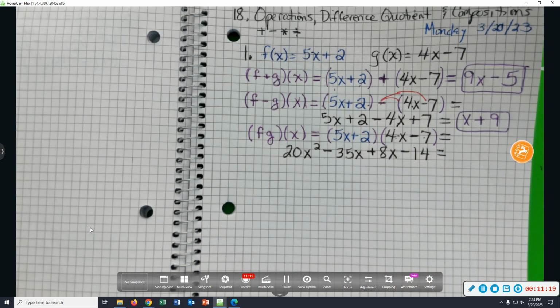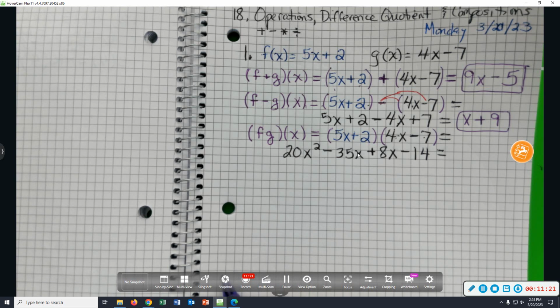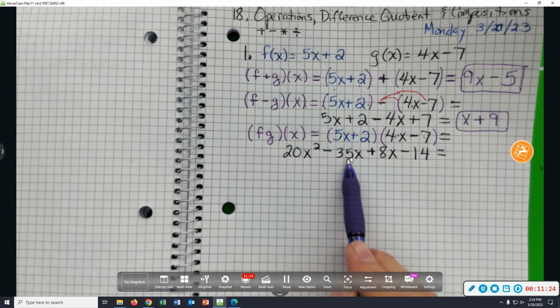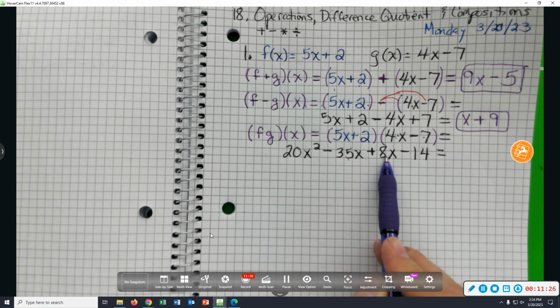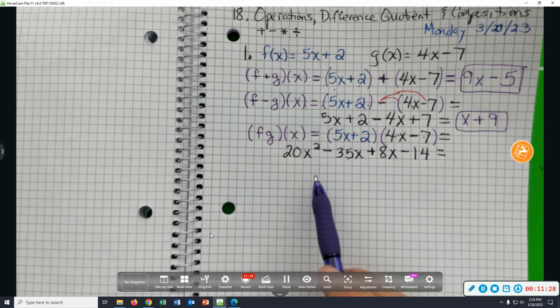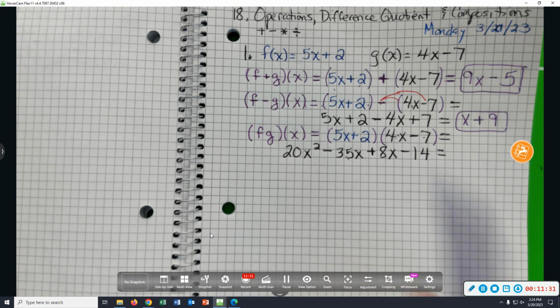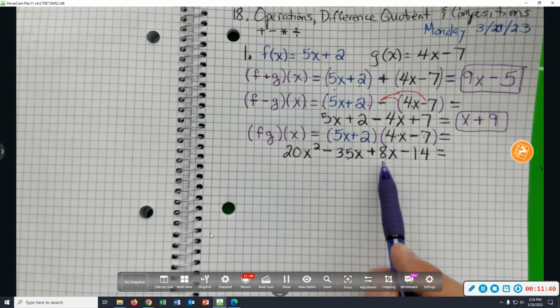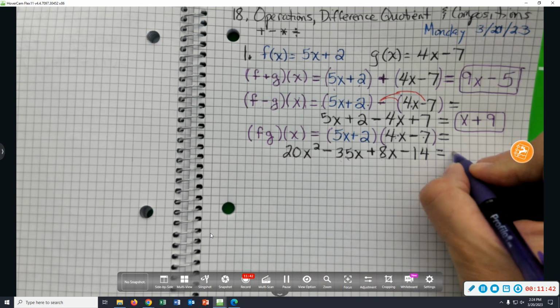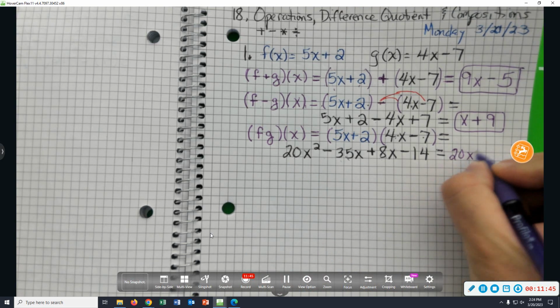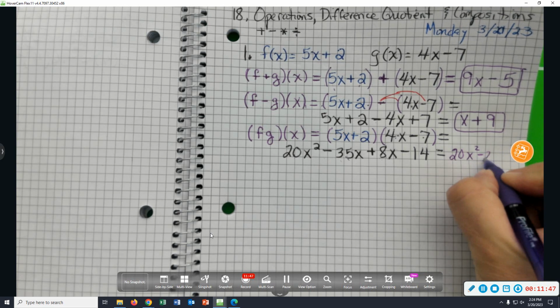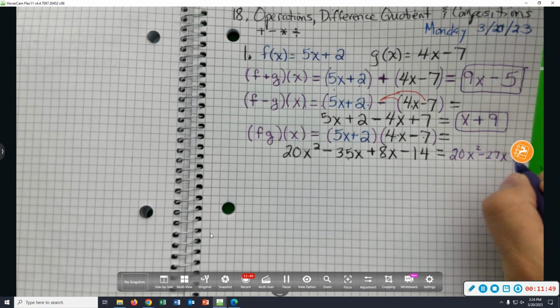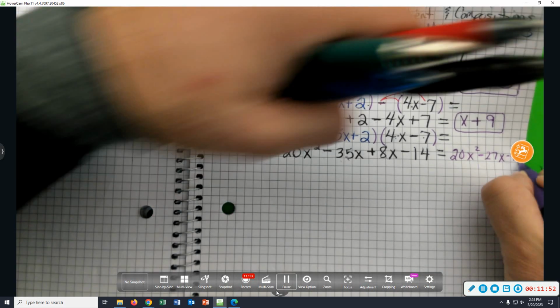So we have a couple of like terms we can combine. Negative 35x plus 8x. Negative 35 plus 8, so 35 minus 8 is 27. So we get minus 27x. So we have 20x squared minus 27x minus 14.